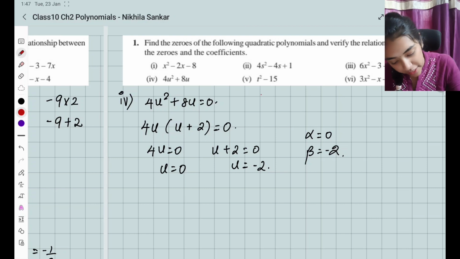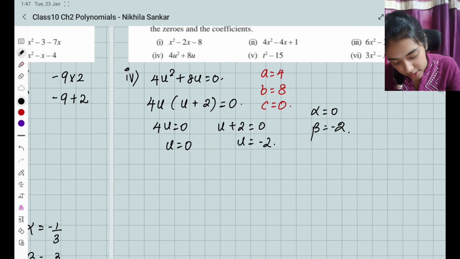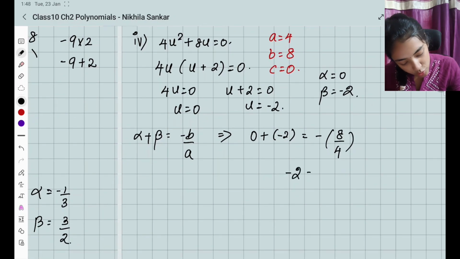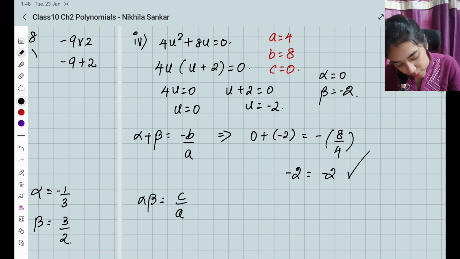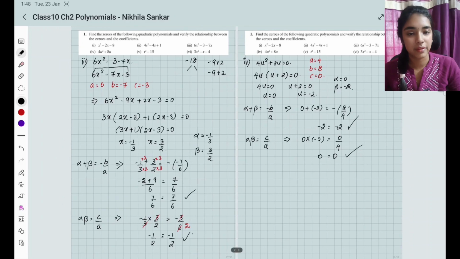And what are the values of a? You have a equals 4, b equals 8 and c equals 0. Okay, Punjada? So from this we have alpha plus beta equals minus b divided by a. So from this 0 plus minus 2 equals minus of 8 divided by 4. So from this we have minus 2 equals minus 2. Verified. Next, product of zeros, alpha beta equals c divided by a. So from this we have the product 0 into minus 2 equals 0 divided by 4. So we have 0 equals 0. So this is also verified. Okay, please copy.